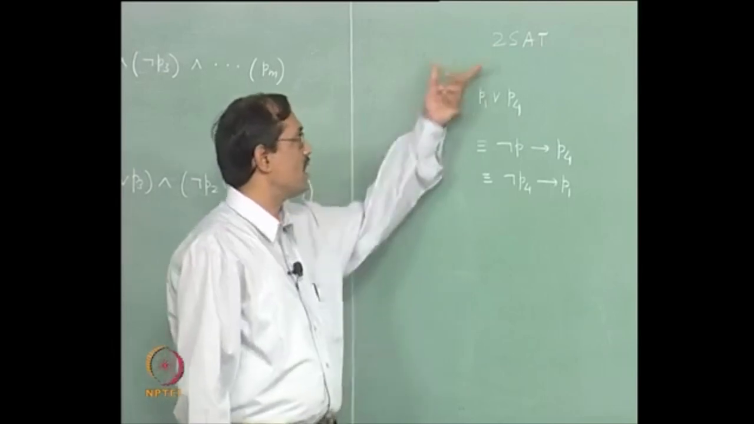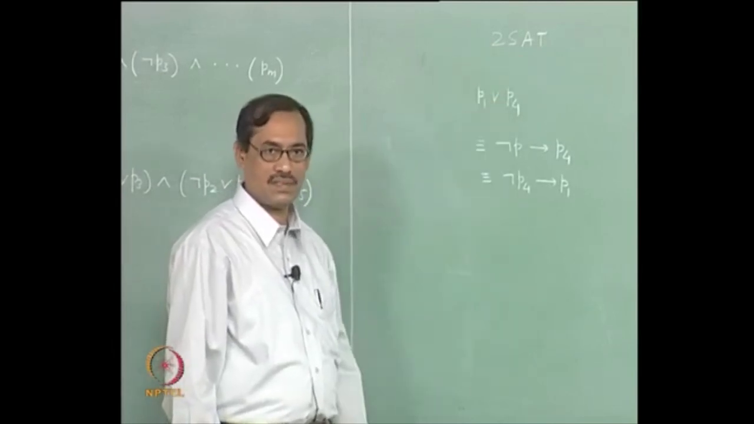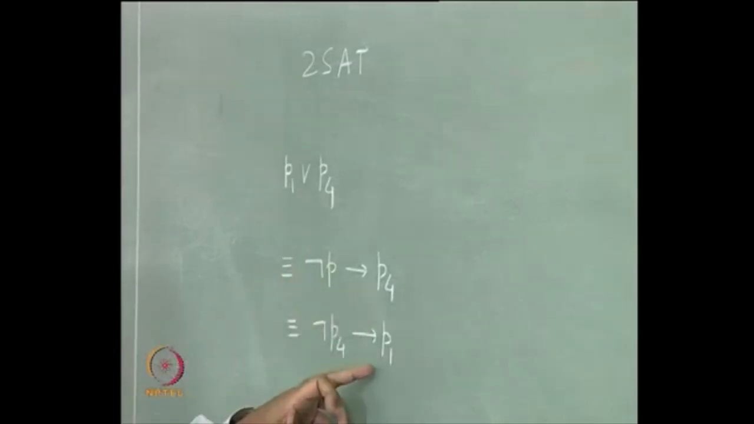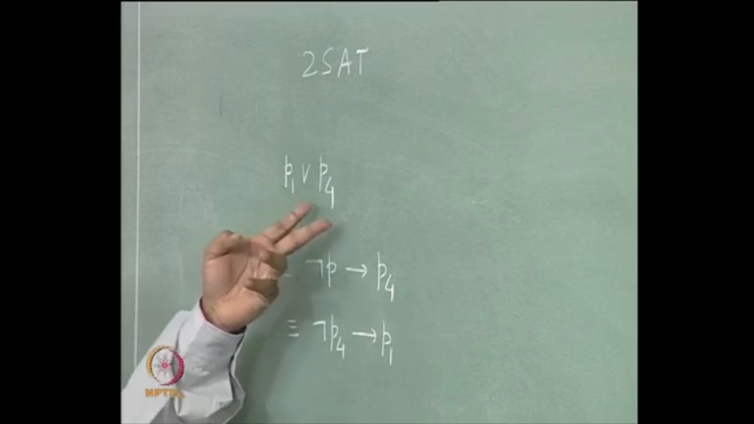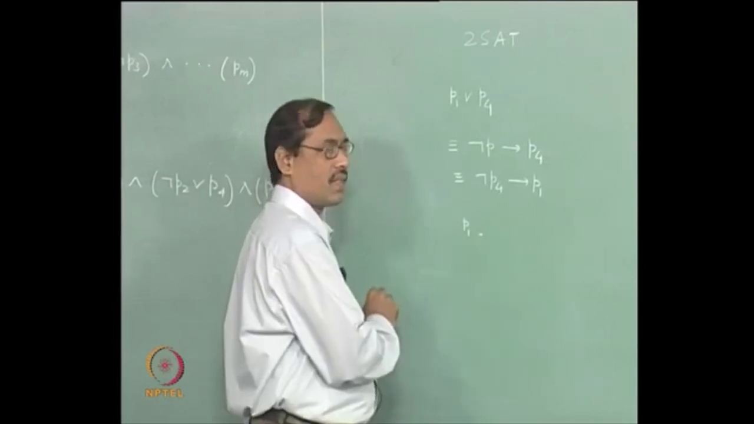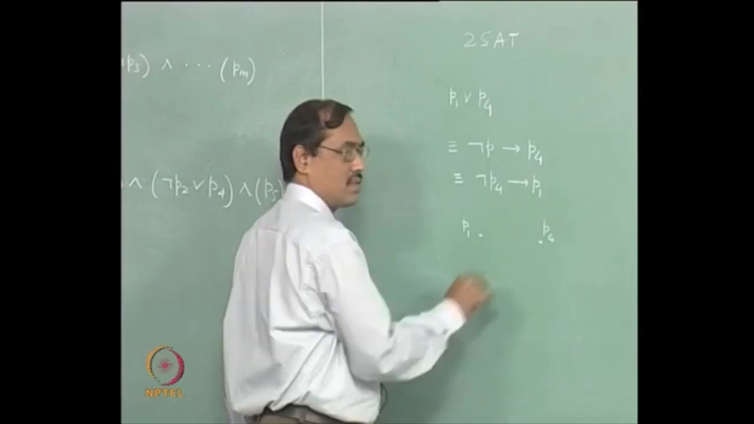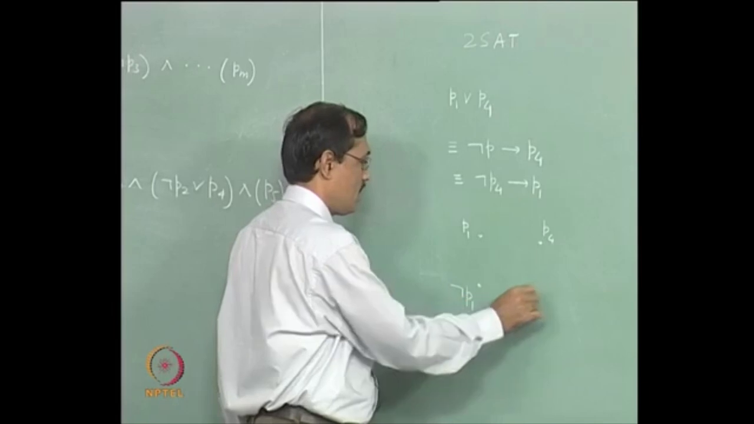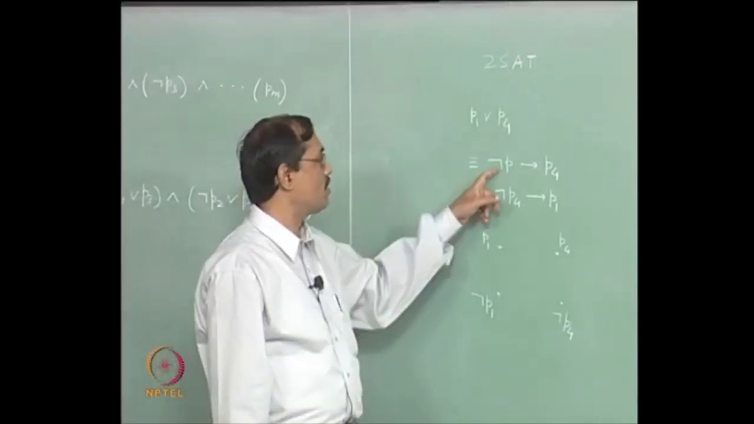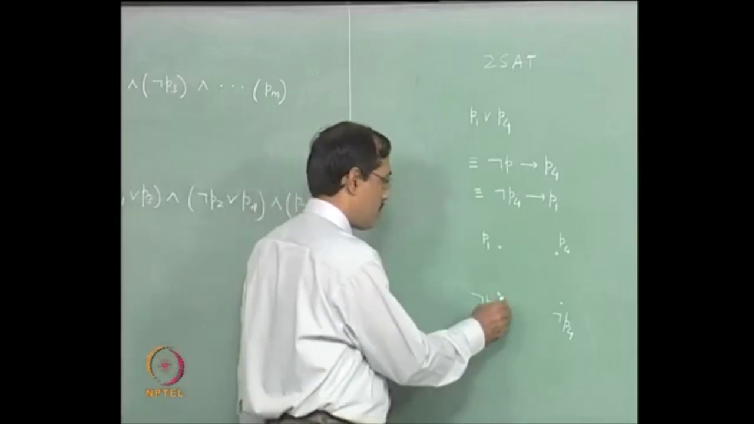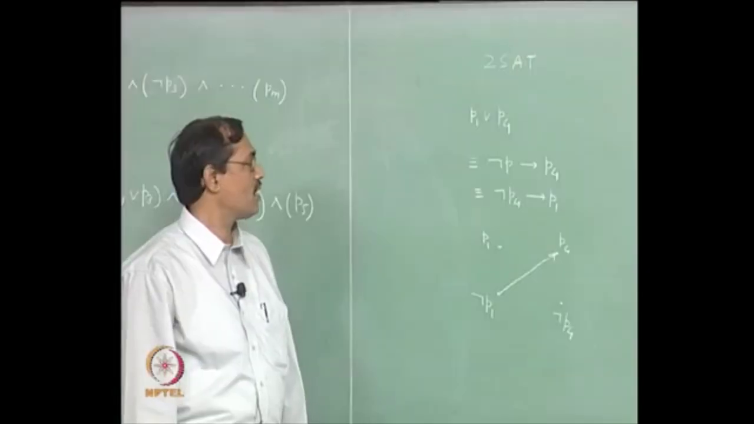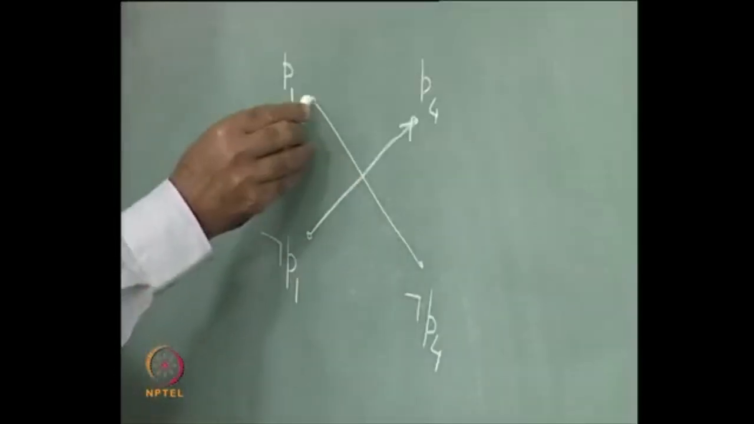Now, what do we do? Given any 2 CNF, we will construct a graph from this. Constructing the graph is simple. You look at a clause. For that clause, you will have either this way or this way, in fact, both of them. So, for the clause P 1 or P 4, what do you do? Take a node which is labeled P 1. Take a node which is labeled P 4. Take similarly two other nodes which are labeled not P 1 and not P 4. Once P 1 or P 4 is there, you have not P 1 implies P 4. So, from not P 1 to P 4 have one directed edge that represents your implies. Similarly, not P 4 implies P 1, you have another directed edge.